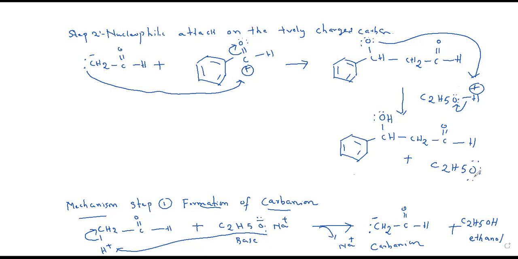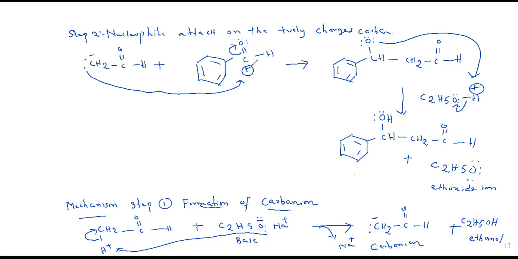So totally there will be 3 lone pairs of electrons on oxygen. And this is called the ethoxide ion. Okay, so this is your step number 2. It's very simple here. So what is happening here? You are taking the carbanion, which is formed in step number 1, reacting with benzaldehyde.